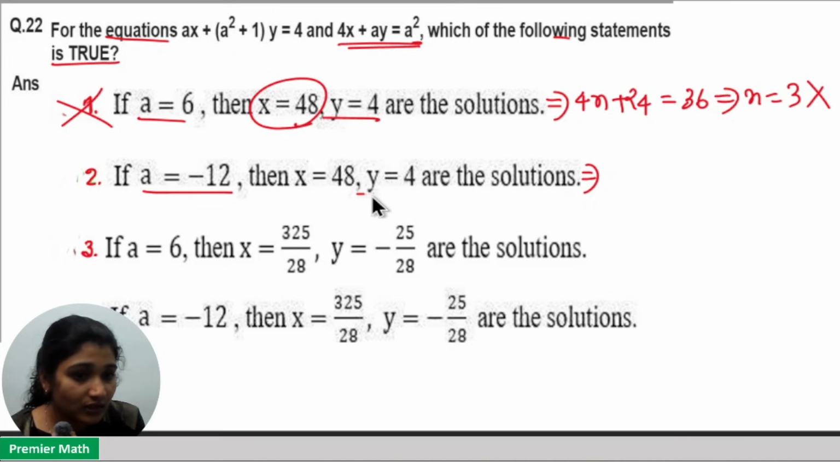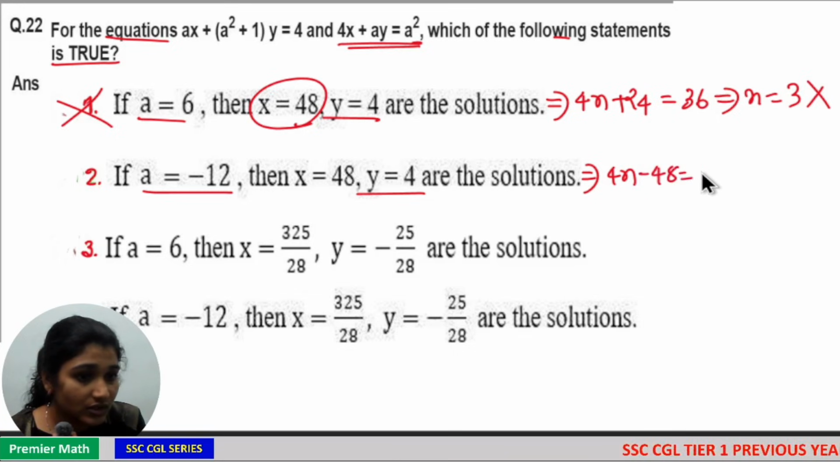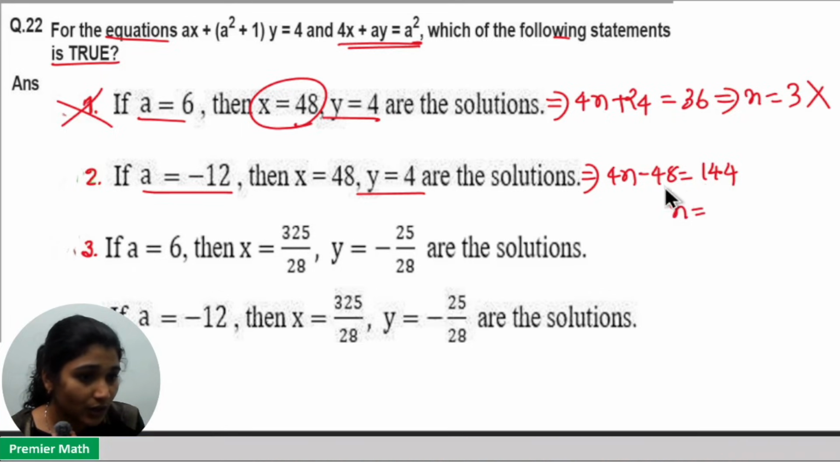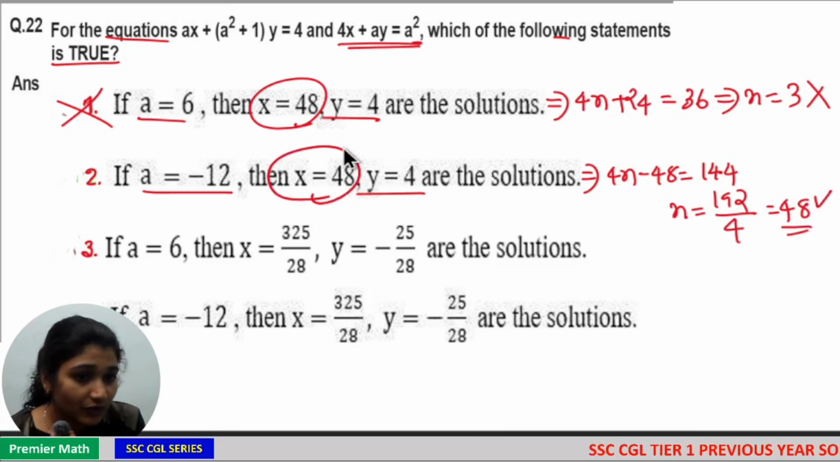A equal to minus 12, y equal to 4. So this will become 4x plus ay becomes minus 12 into 4, minus 48, which is equal to a square, 144. Now from this, 4x is equal to 144 plus 48, which is equal to 192. 192 by 4 is equal to 48, since 4 goes 4 times in 16, 8 times in 32. Which means here x is 48, which is correct.